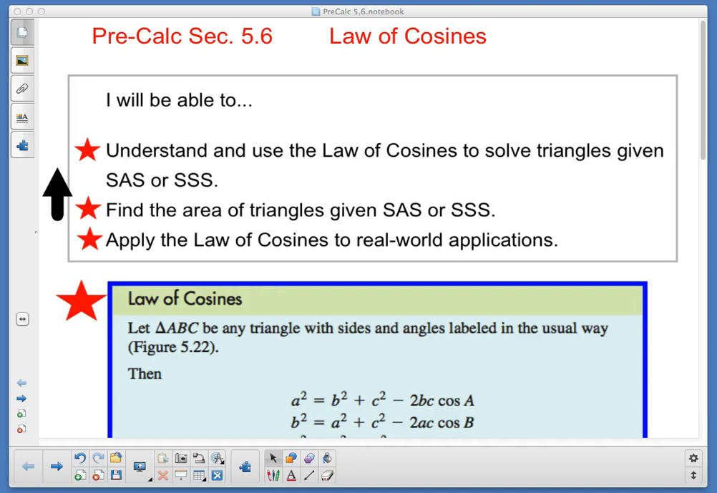So we will be able to understand and use the law of cosines to solve triangles given side angle side or side side side. Now, find the area of triangles given side angle side or side side side. This area formula is something you did in geometry, in chapter 10. And apply the law of cosines to real-world applications. We'll do the application on Tuesday's notes, being it's even, so that's Tuesday as we go.